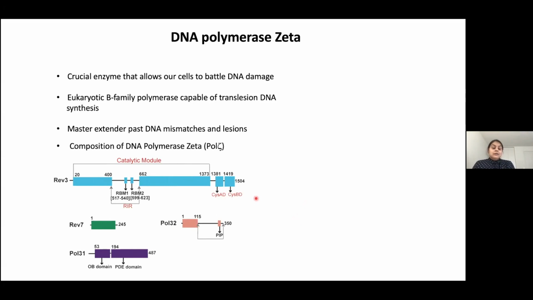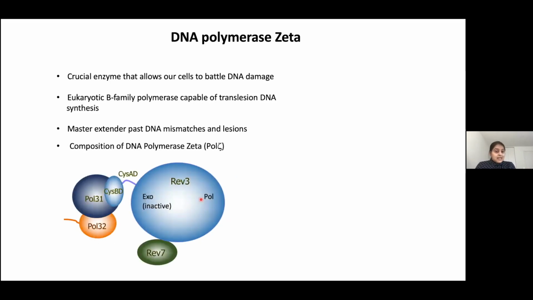Pol-Z has Pol31 and Pol32, which it shares with Pol-delta. Pol32 has a PIP motif at the C terminus, which interacts with PCNA at the site of DNA damage. The third accessory subunit that Pol-Z has is unique among B family polymerases. It's a member of the HORMA family of proteins, which have other functions in the cell, such as spindle assembly checkpoint proteins during chromosome segregation. Rev7 interacts with the RIR domain of Rev3.